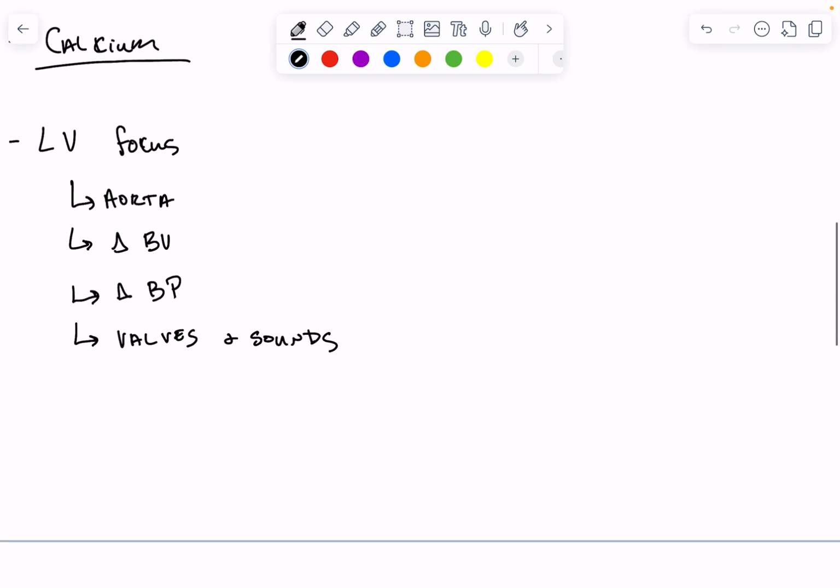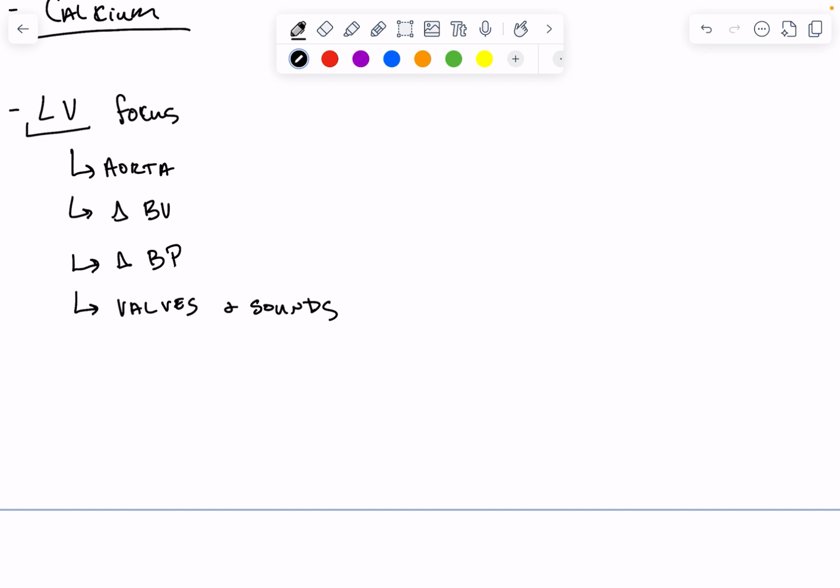And then lastly, we're going to talk about the left ventricle, especially since it's a focus in our class. We're going to talk about the aorta. We're going to talk about different cycles that we see the aorta go through, and how that changes blood volume and blood pressure. And then we're going to talk about the valves and the sounds and how those correlate with the different cycles of the heart.